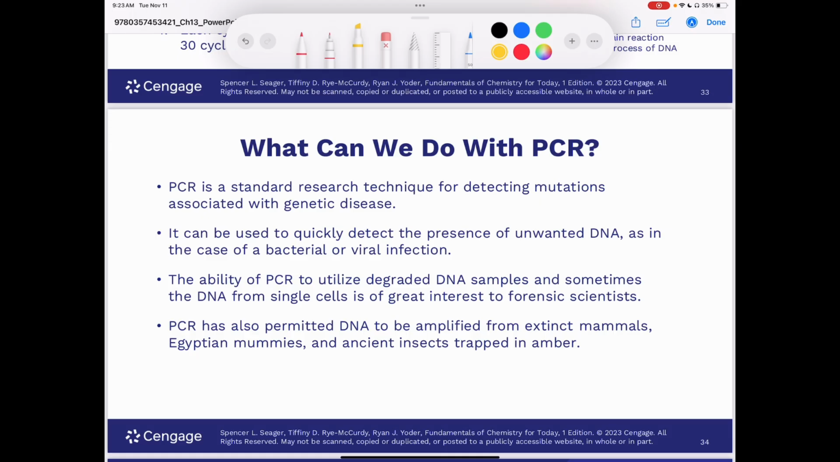The ability of PCR to utilize degraded DNA samples, and sometimes the DNA from single cells, is of great interest to forensic scientists. PCR also has permitted DNA to be amplified from some unusual sources, such as extinct mammals, Egyptian mummies, and ancient insects trapped in amber.